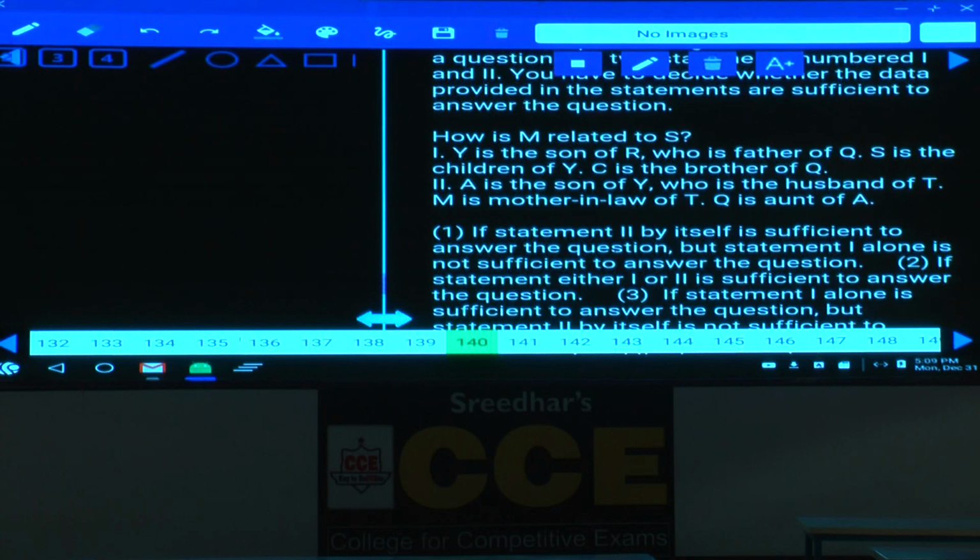How is M related to S? Now the question is about what? How is this M related to S? Tell me how is this M related to S? Then in order, only 2 statements are there.